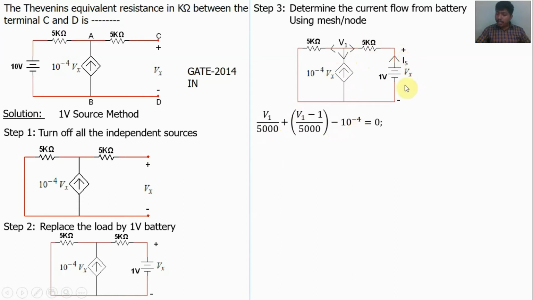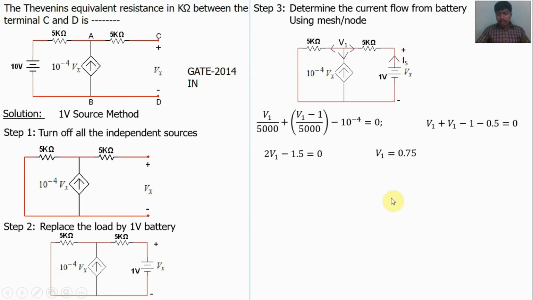This point is the Vx point. We have already connected the 1 volt source, so Vx is equal to 1 volt. Substitute here, and you will get the current value as 10 to the power minus 4. The sum of outgoing currents is equal to the sum of incoming currents. There is no incoming current, so it is equal to 0. Now find the V1 value by simplifying the equation. We will get 2V1 minus 1.5 equal to 0. Now the node voltage V1 is equal to 0.75 volt. But our objective is to find the source current IS.